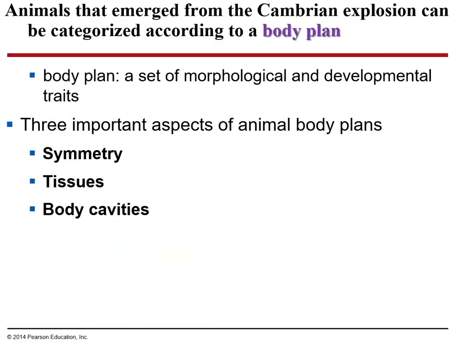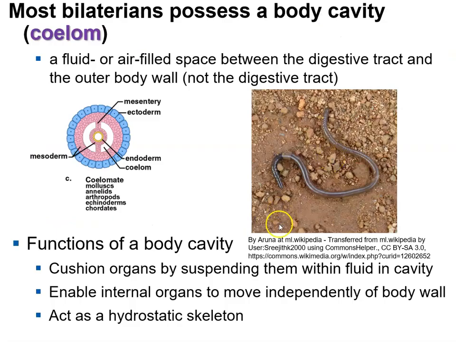So now let's head back to our summary of the important aspects of animal body plans. We've discussed now symmetry and tissues, and now what we're left with are the body cavities. Most bilaterians do have a body cavity, and the term for that body cavity is called a coelom, spelled C-O-E-L-O-M. A coelom is a fluid or air-filled space between the digestive tract and the outer body wall. It is not the digestive tract itself, it's that area between.